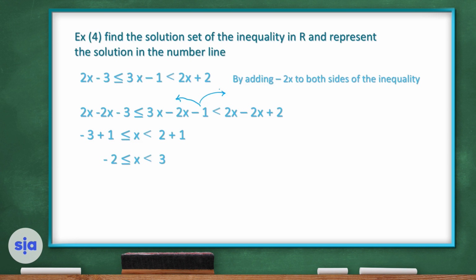The solution set in here is an interval that starts from negative 2 closed until 3 opened. We can easily represent this on a number line from negative 2 closed until 3 opened.